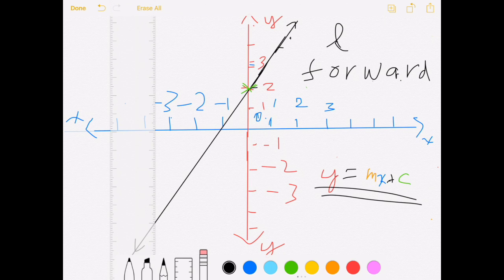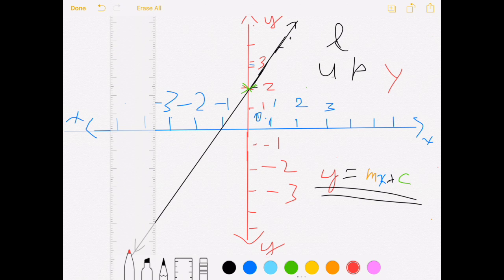Well, if you notice, forward is the same as the x value. So forward can be represented by x. And up and down, we'll just say up for our purposes. Up can be represented by the y value. So we find that we can use just the x value and the y value of a line in order to calculate the gradient.